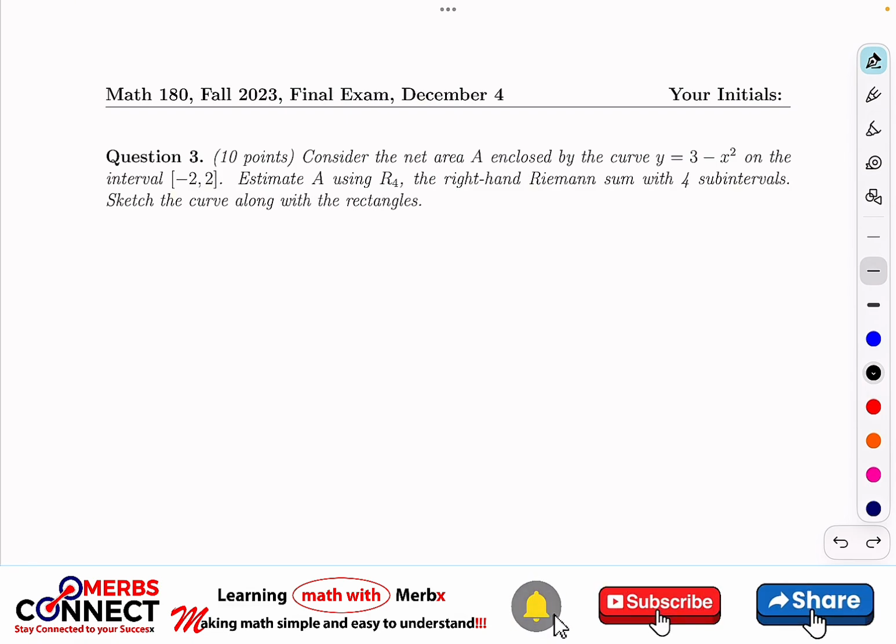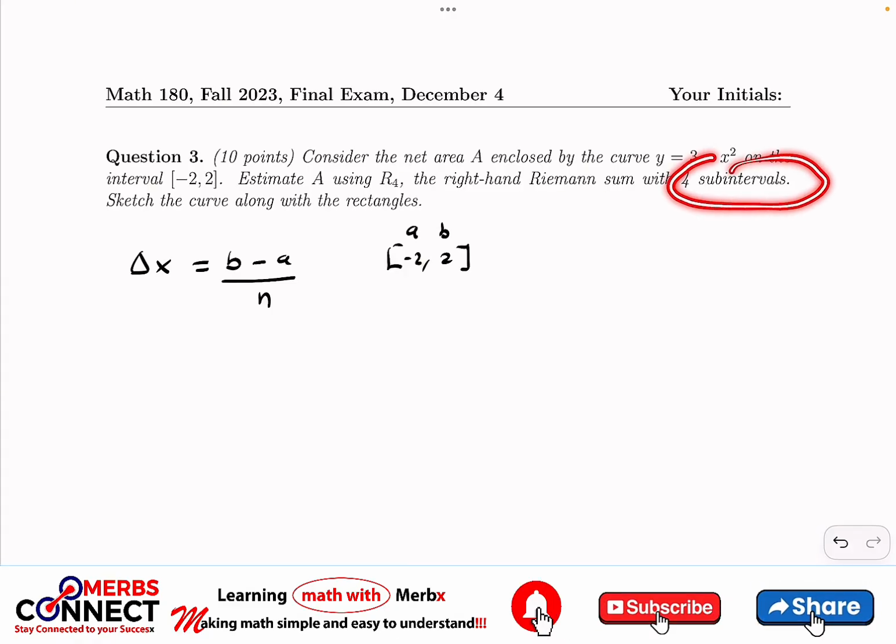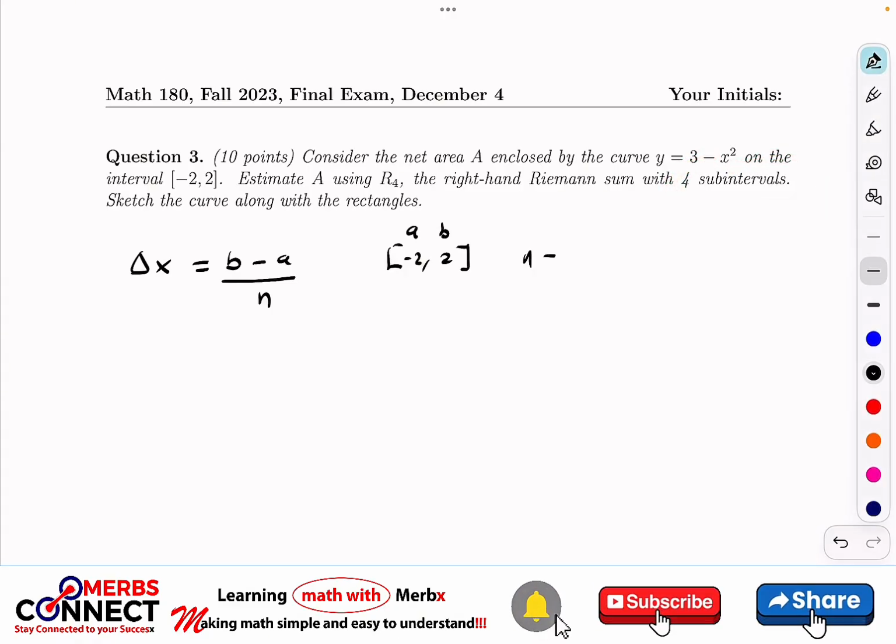First we need the change, so delta x is equal to b minus a divided by n. From the question, the domain is minus 2 and 2, meaning that this is our a, and this is our b. This question says that we should divide it into 4 sub-intervals, so our n will be equal to 4. So we are going to have 2 minus minus 2 divided by 4.